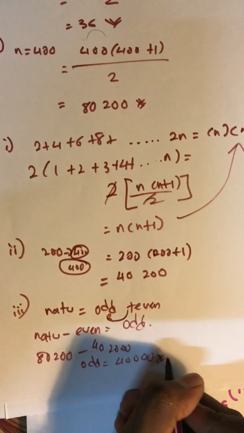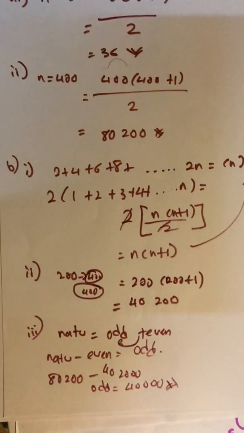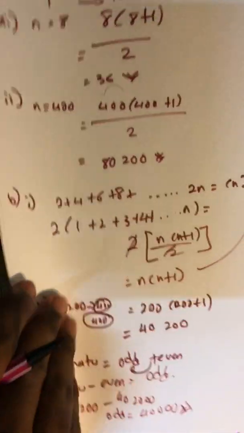40,000. Okay, I really hope you understand this part, because I think I explained quite well. If you don't know, just WhatsApp me, I'll try my best.